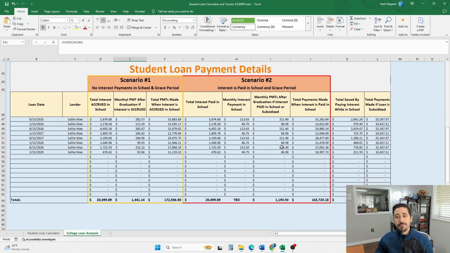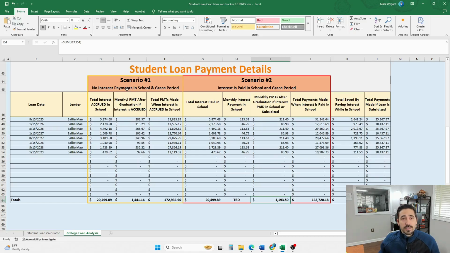You'll see here, if you pay interest in school, 20,500-ish of interest, you're still going to have a payment of almost $1,200 a month, which is what most people's mortgages are, or many people's mortgages are, I would say, in student loan payments for a total of 10 years to be able to pay those off. That's if you pay interest while you're in school.